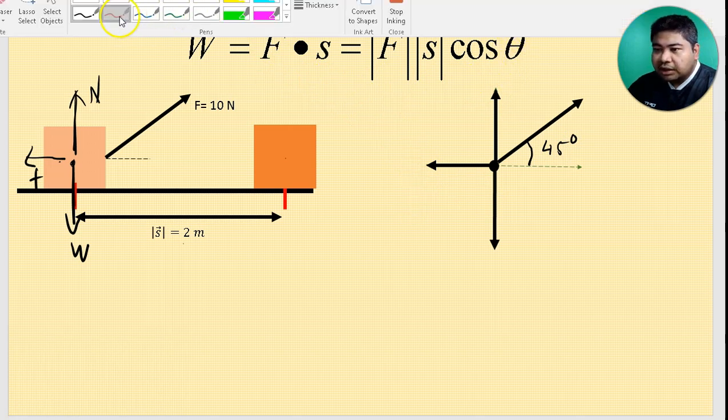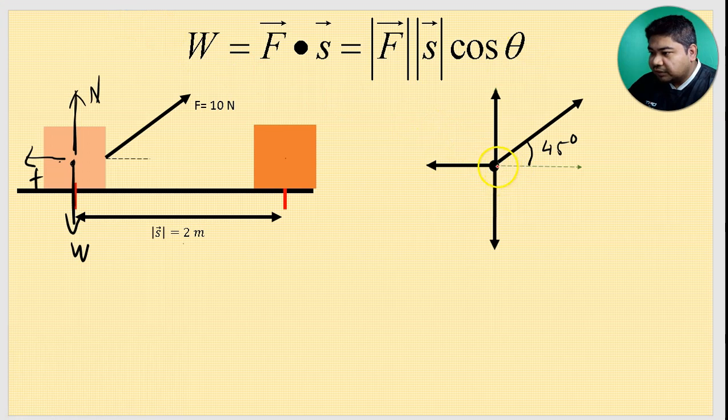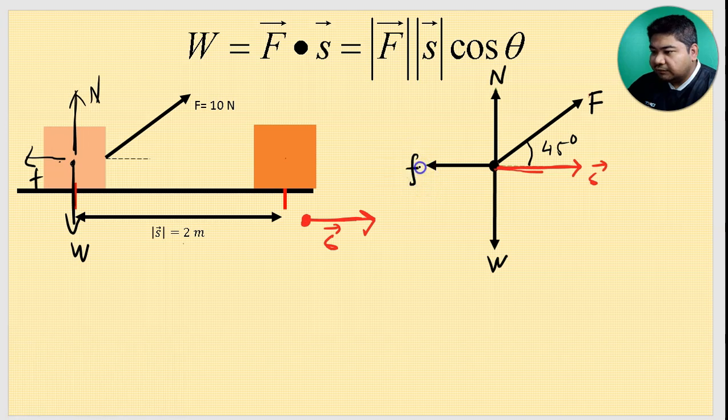But before that, I need to draw the displacement vector. Because the block is moving in the positive x direction, the displacement vector is also going to point in the positive x direction. So I'm going to draw the displacement vector in red. That is our displacement vector S. This is our external force, this is the normal, this is the weight, and this is the friction.